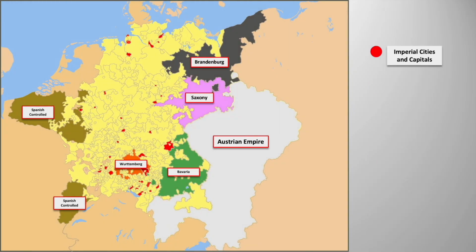In red, we can see the imperial cities and capitals. These were the only place that the emperor actually had significant power and control over. The rest of the states are electorates, grand duchies, duchies, and so on. I can't explain those because there are hundreds of them and it would take hours to explain.